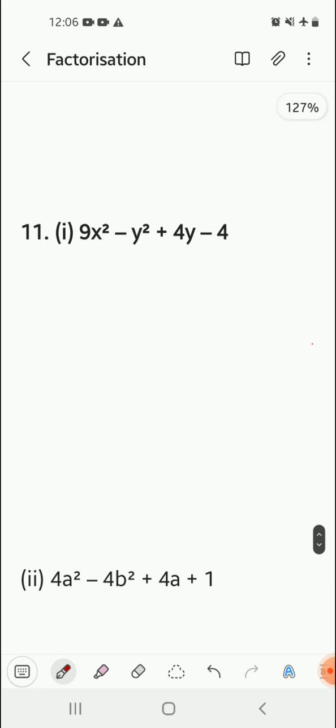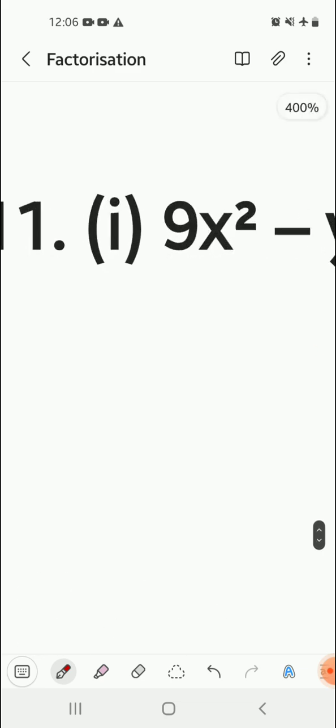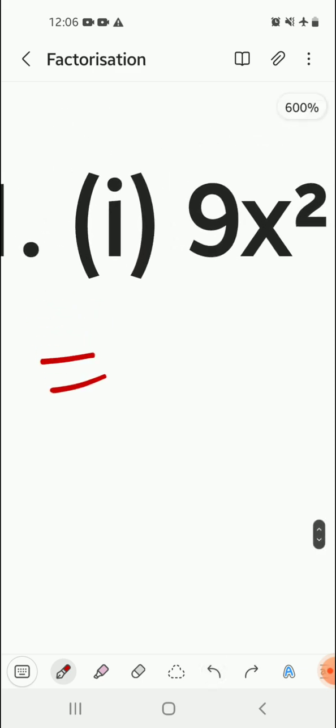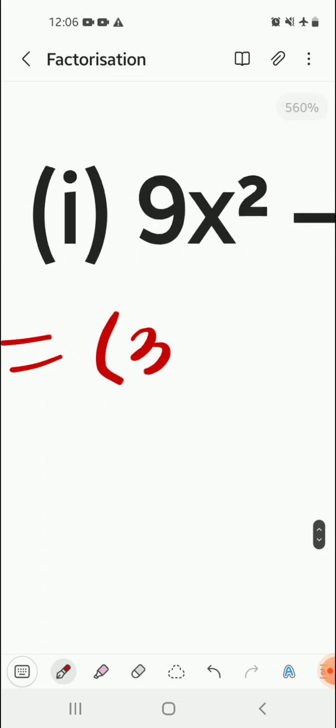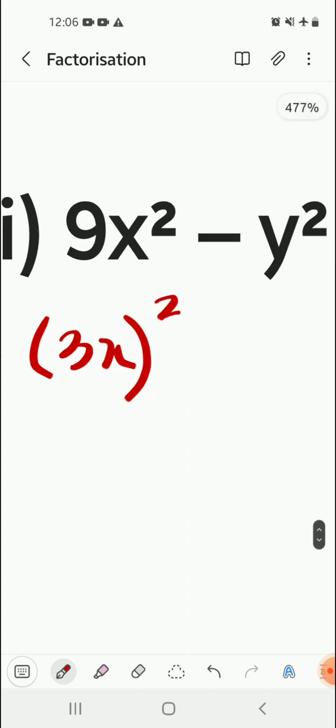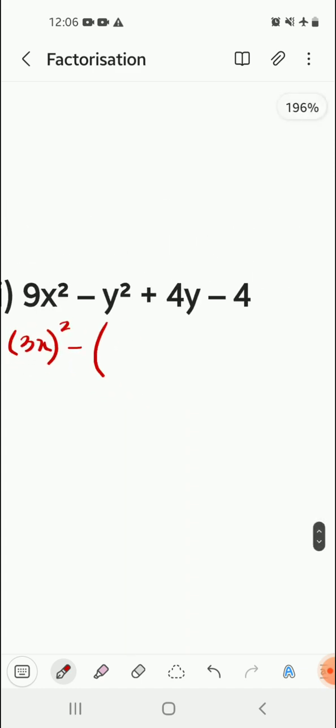See this over here, break it down. Square root of 9, we are going to write 3x whole square minus, now whatever we are left with is y square plus 4y minus 4. This is actually the a minus b whole square formula, if you see.